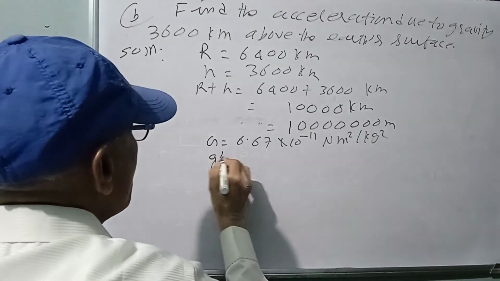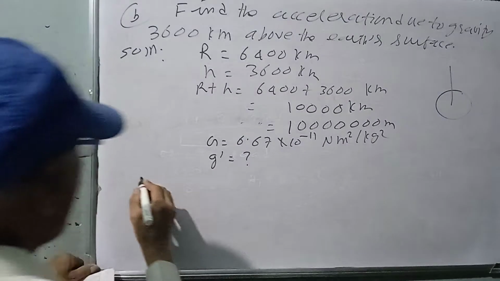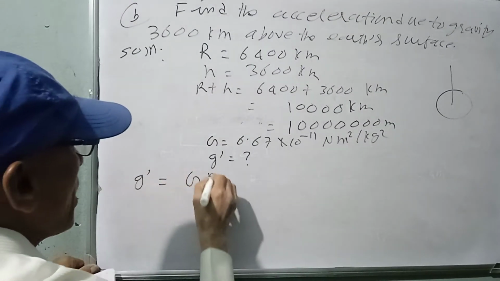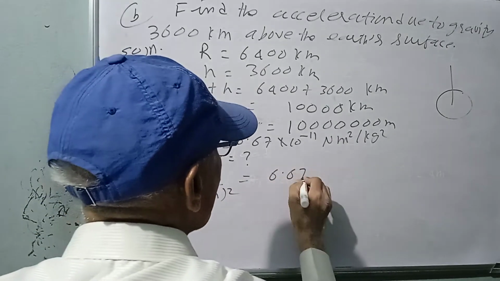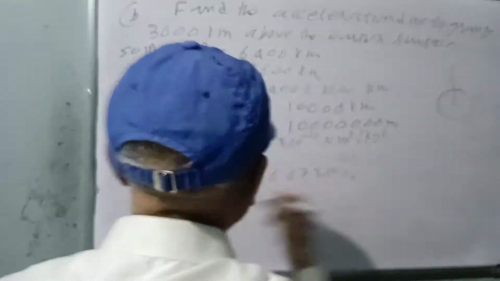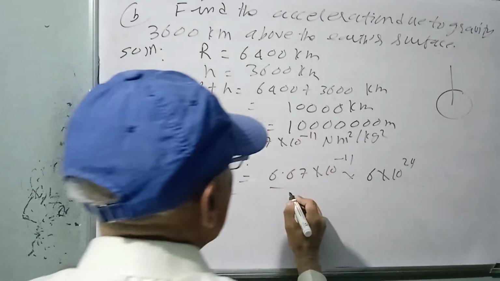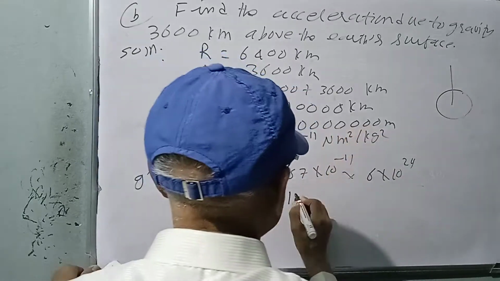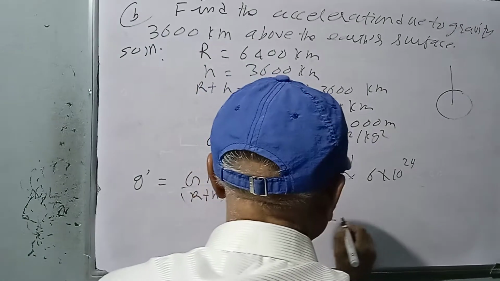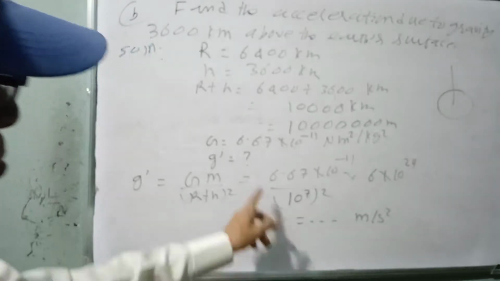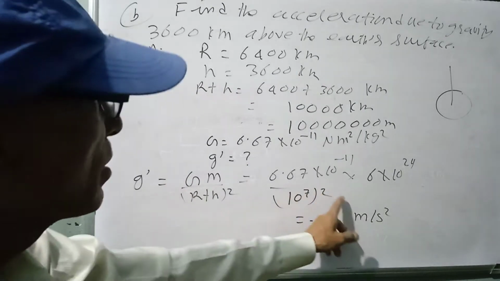Now what is the value of G dash? G dash at a height. At a certain height, we know G dash equals GM upon (R plus H) whole square. G is 6.67 × 10^-11. Remember, M is the mass of the Earth, 6 × 10^24, upon (R plus H), 10^7 whole square. The students are advised to use a calculator and find out GM upon (R plus H) whole square.